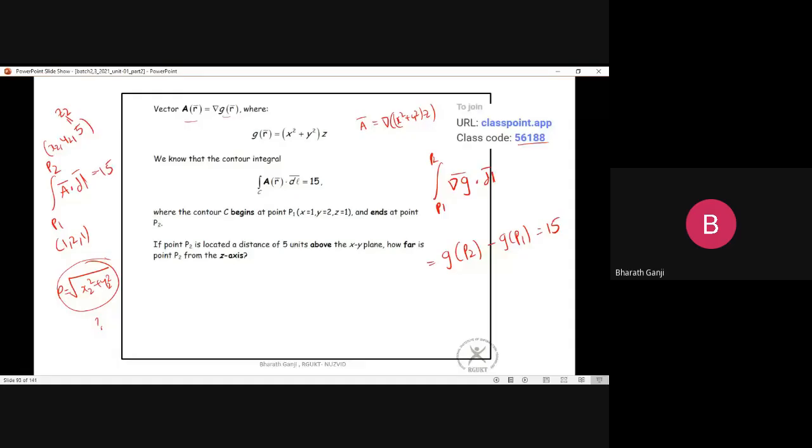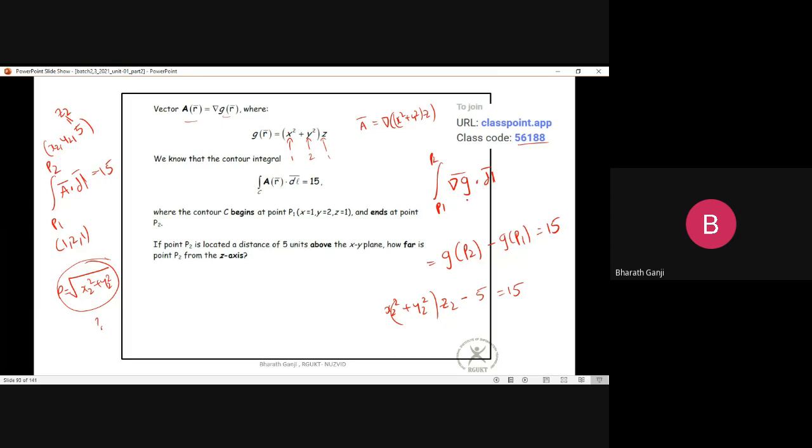So what is g at p2 point? G at p2 point is nothing but x2 square plus y2 square times z2, minus what is at p1 point. For p1, x1 you substitute 1, y you substitute 2, and z you substitute 1, so you get 5. So it should be equal to 15, right?